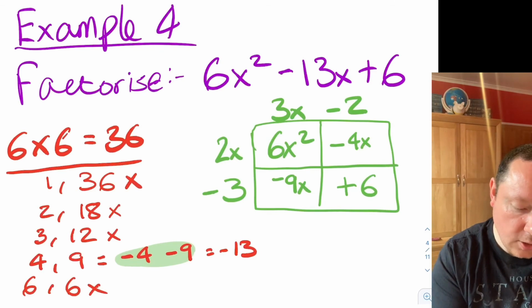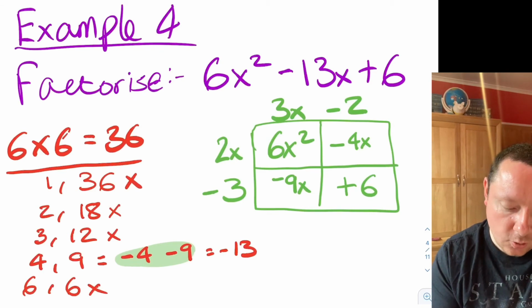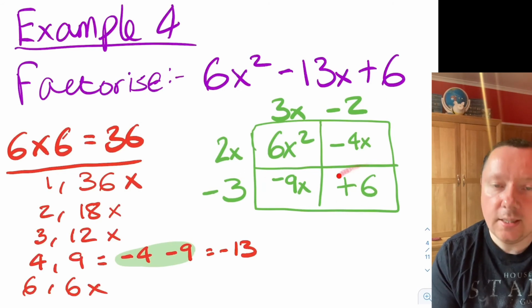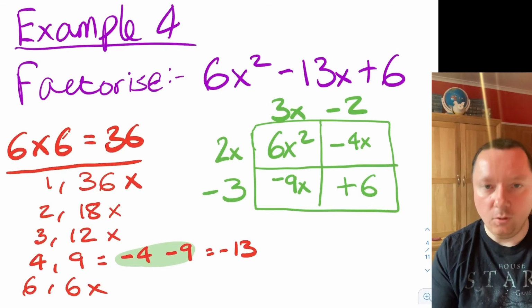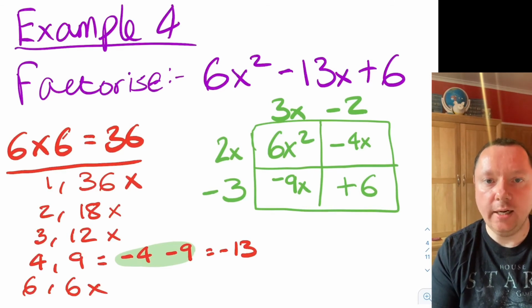So finally I check the whole thing. 2x times 3x is 6x squared. 2x times minus 2 is minus 4x. Minus 3 times 3x is minus 9x. Minus 3 times minus 2 is positive 6. Be very careful of your signs. Check and double check your signs.